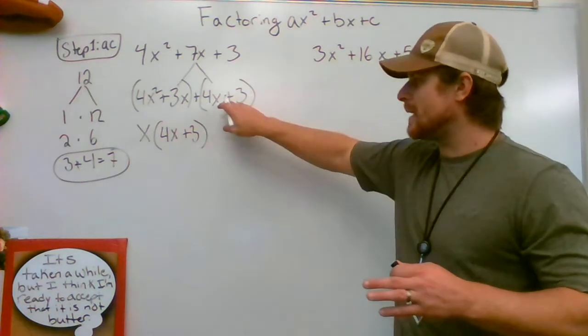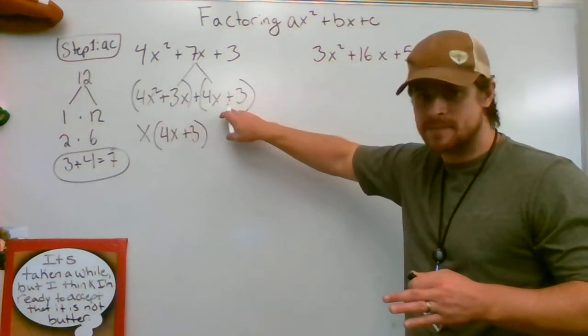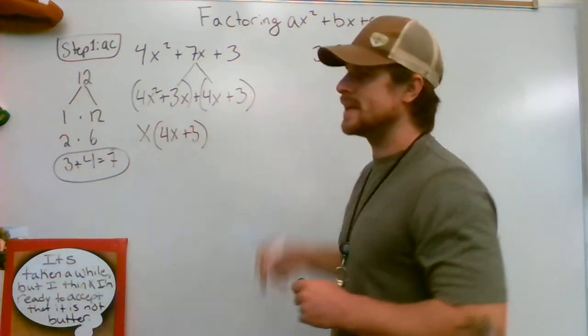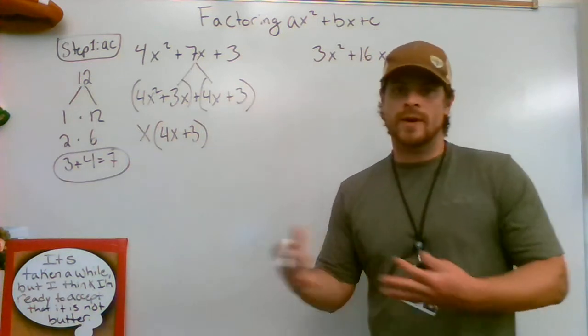Again, I now need to find my greatest common factor and pull that out of this binomial. 4x plus 3. 4x, they both don't have an x.